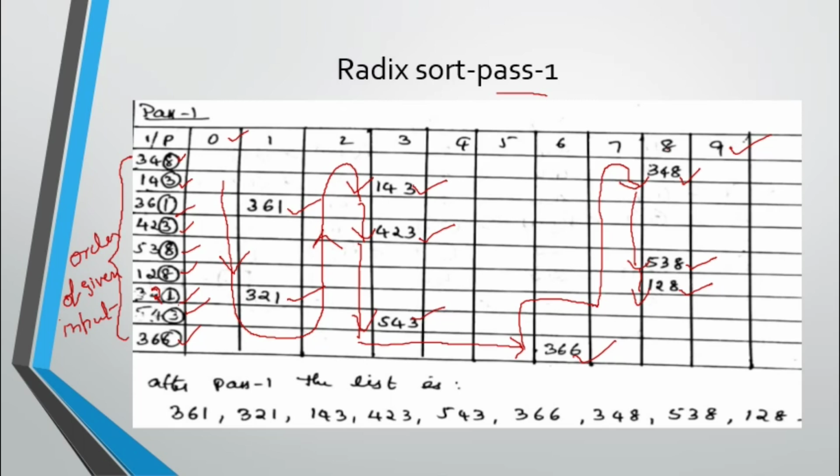Now after pass 1, this is the order, students. In the same order I have shown you, the numbers after the first pass are written. These numbers are once again very important. That is 361, 321, 143, 423, 543, 366, 348, 538 and 128. Now you need to write these numbers in your paper once again. For pass 2, this will be your input. Pass 1 output will be the input for pass 2.